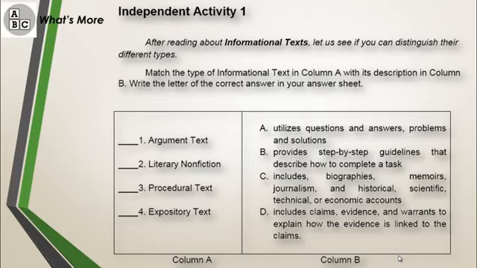4. Expository text. A. Utilizes questions and answers, problems and solutions. B. Provides step-by-step guidelines that describe how to complete a task. C. Includes biographies, memoirs, journalism, and historical, scientific, technical, or economic accounts. D. Includes claims, evidence, and warrants to explain how the evidence is linked to the claims. Column B.